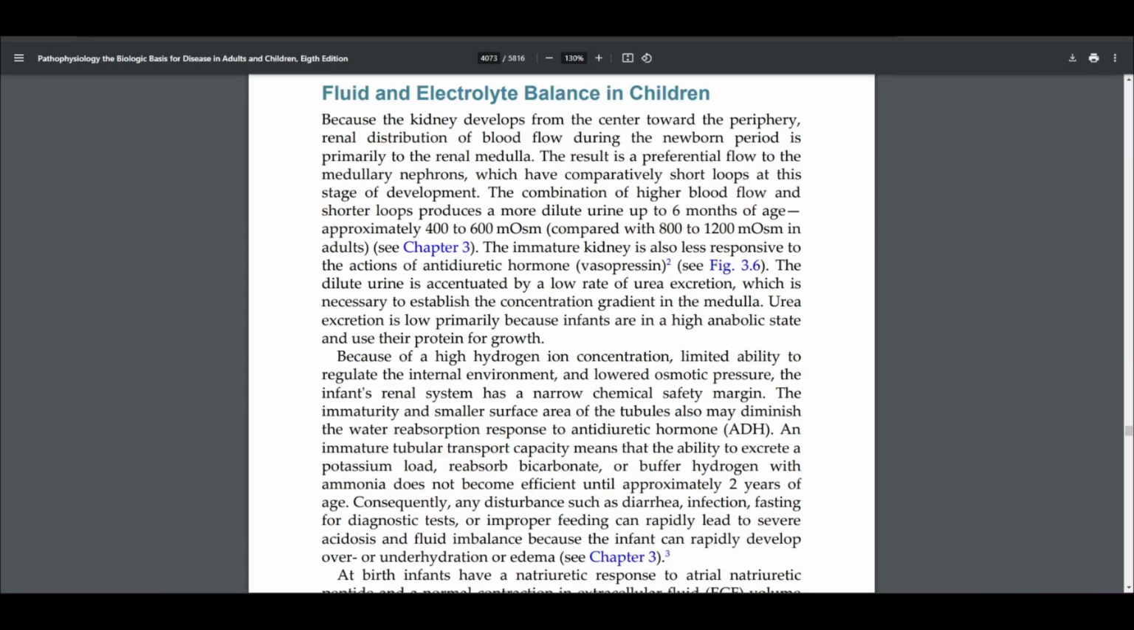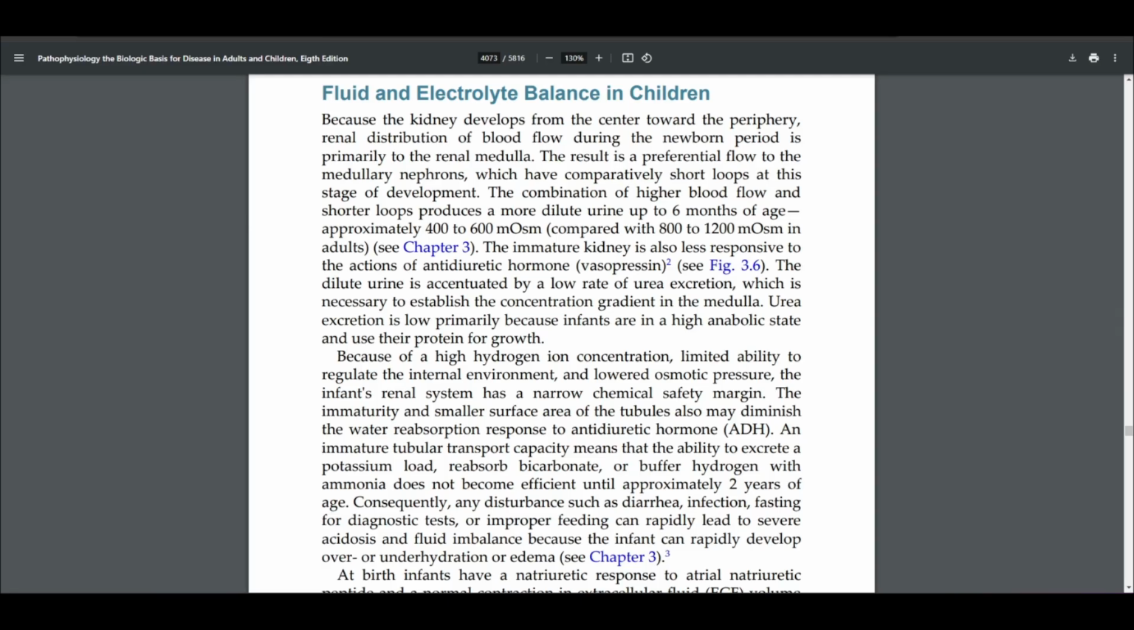Because the kidney develops from the center toward the periphery, renal distribution of blood flow during the newborn period is primarily to the renal medulla. The result is a preferential flow to the medullary nephrons, which have comparatively short loops at this stage of development. The combination of higher blood flow and shorter loops produces a more dilute urine, up to 6 months of age, approximately 400 to 600 mOsm, compared to 800 to 1200 mOsm in adults.